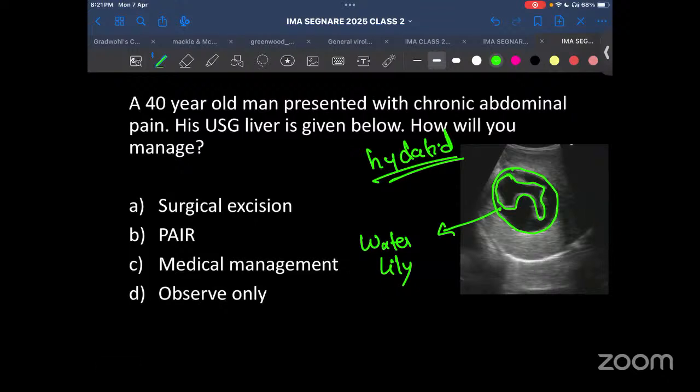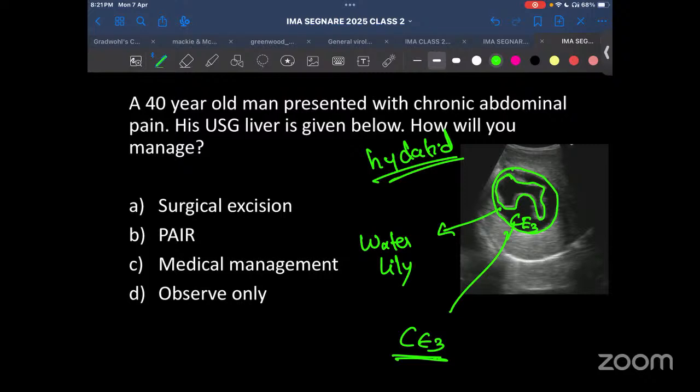So how do we treat this? See, treatment is depending on the USG grading. So USG grading means this. If you see this water lily sign, then that is CE3. Cystic echinococcosis 3, that is CE3. The grade is CE3. If water lily sign is present, that is CE3.